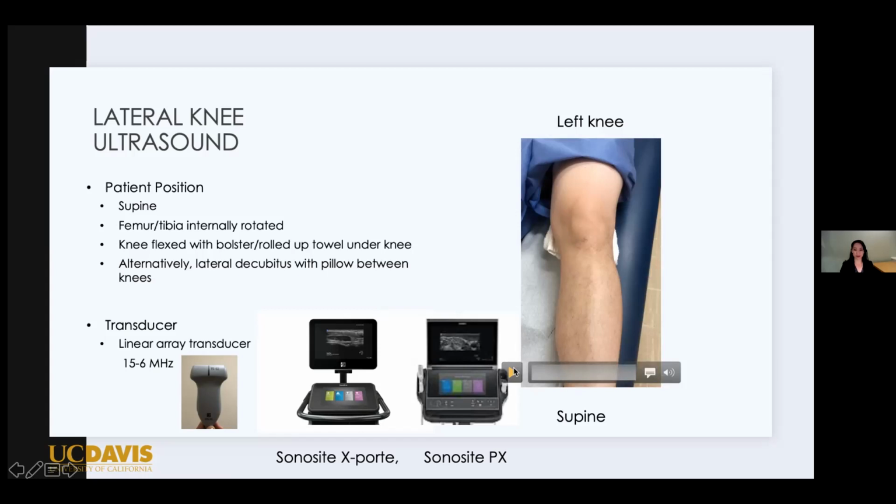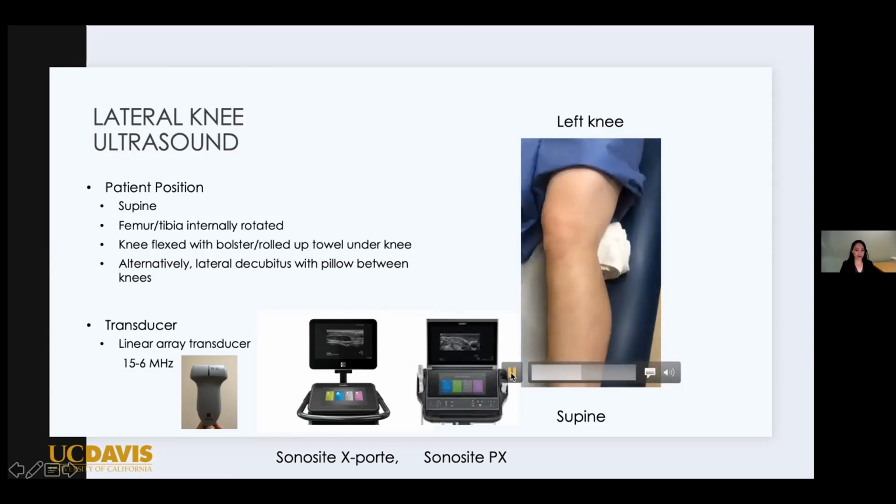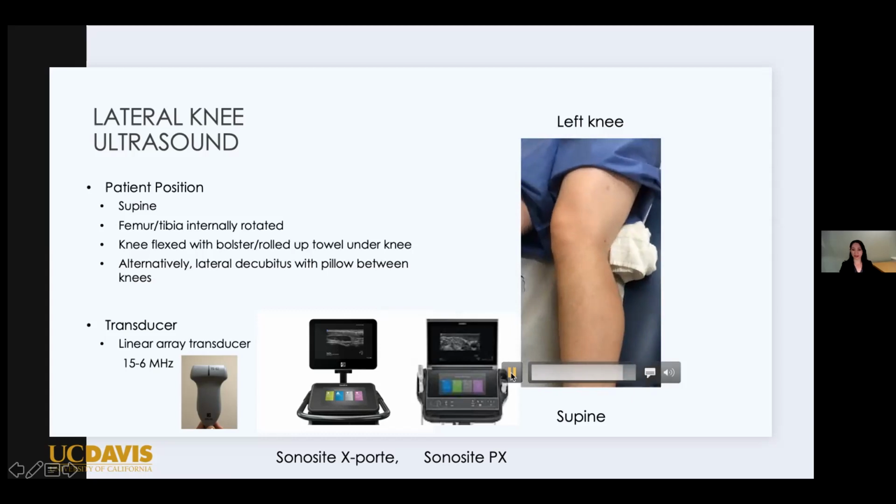The transducer is a linear array transducer, 15 to 6 megahertz. And here are the ultrasound machines used. Scanning strategy includes views in orthogonal planes for full diagnostic evaluation and using sonopalpation for clinical correlation. I'll be using key landmarks and scanning strategies that will hopefully make it easier to scan the lateral knee.